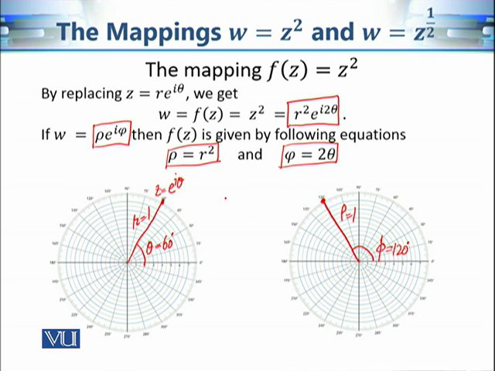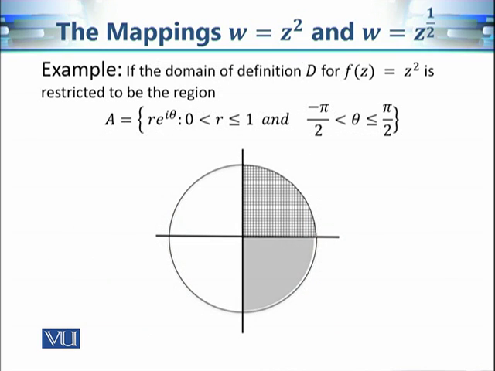So observe that if r is greater than 1, then in the w plane, after applying this mapping z square, it will be further away from the origin. It will go away from the origin. And if r is less than 1, then after applying this mapping, it will get closer to the origin, because when we square a number which is less than 1, it will become smaller than the original number. But the numbers for which r is equal to 1 will be mapped on the numbers for which this modulus is 1. Now let's just restrict ourselves to a very particular domain.